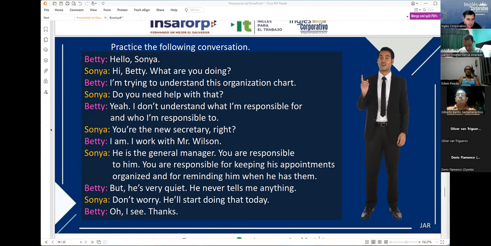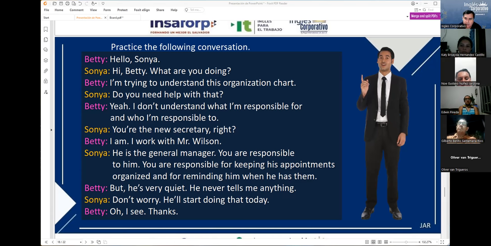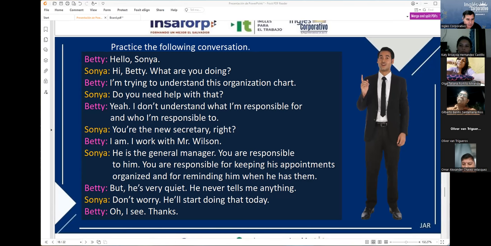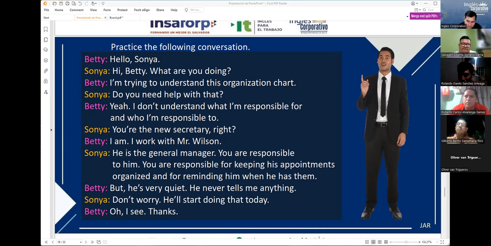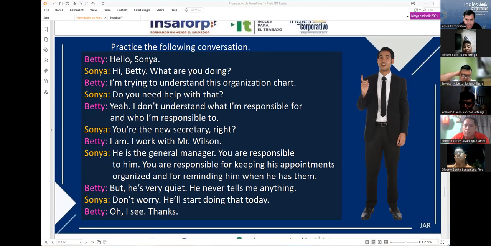José Andrés Martínez. Okay. Katy Briseida Hernández. Present. Noé Gustavo Núñez. Present, teacher. Good night. Olga Tatiana Portillo. Present. Oliver Van Trigueros. Present. Omar Alexander Chávez. Present, teacher. Roberto Carlos Gámez. Present, teacher. Rolando Danilo Sánchez. Present, teacher. Salvador Alberto Soriano. Present, teacher. Susana Andrea Urbina. And William Boris Roque. Present, teacher. Good night.